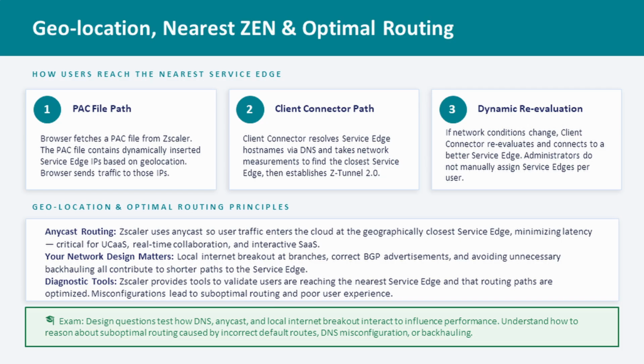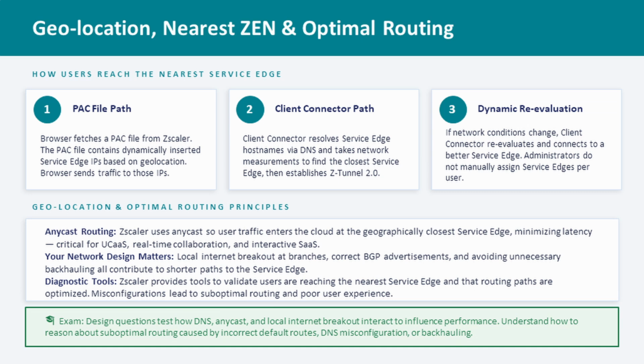For pack file deployments, georouting works at the pack file delivery level. When a browser requests the Zscaler pack file, Zscaler examines the public IP of the request, determines the geographic location, and serves back a pack file that contains the IP addresses of the nearby service edges. The browser then routes its traffic to those specific addresses. Every time the pack file is refreshed, the geolocation check runs again. So a user who travels to a different city automatically gets a pack file pointing to service edges in their new location.